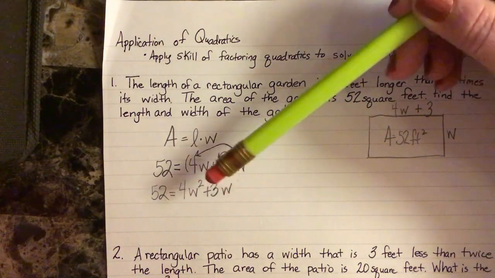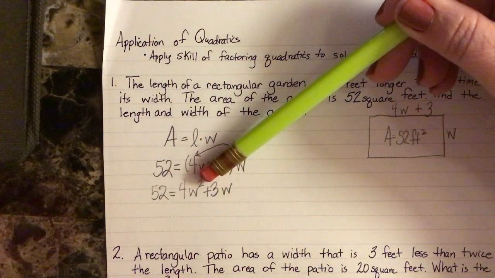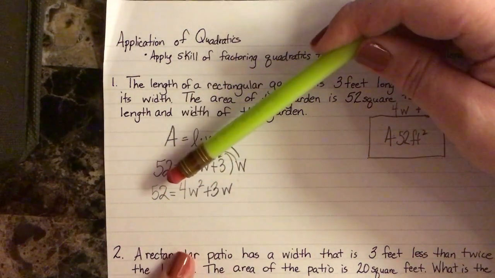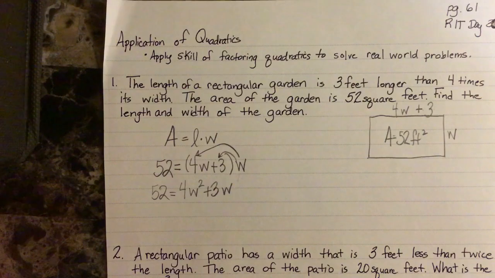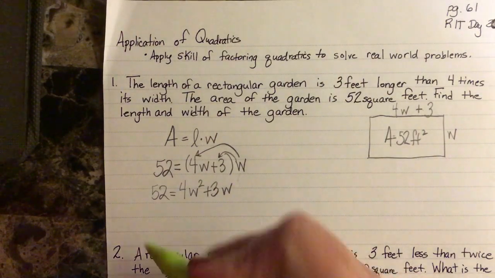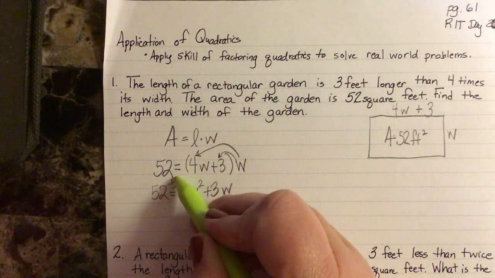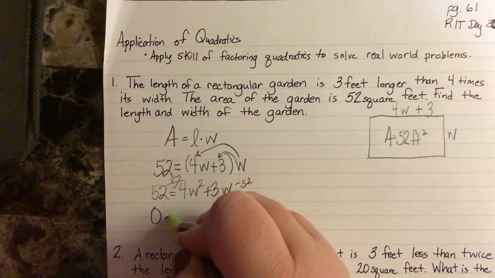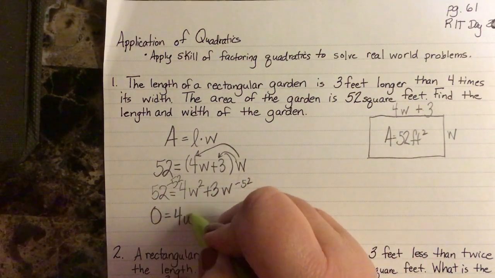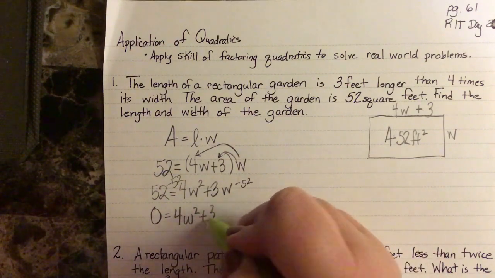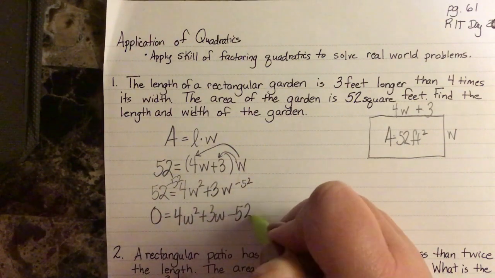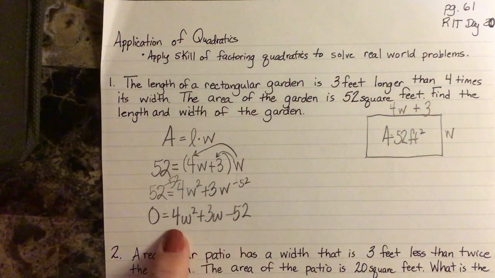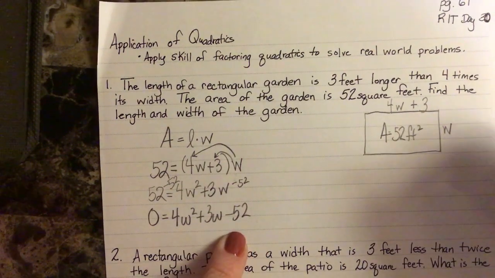So we've been solving quadratics recently. Hopefully you remember that the first thing you have to make sure is that your quadratic is equal to 0, and my quadratic is equal to 52. So I'm going to move that 52 to the right by subtracting 52. And then I have this trinomial that I need to try to factor.